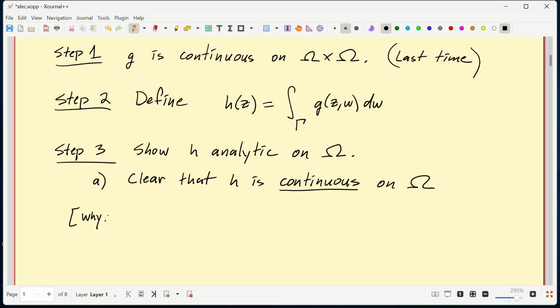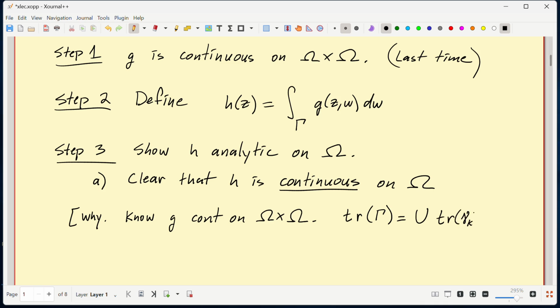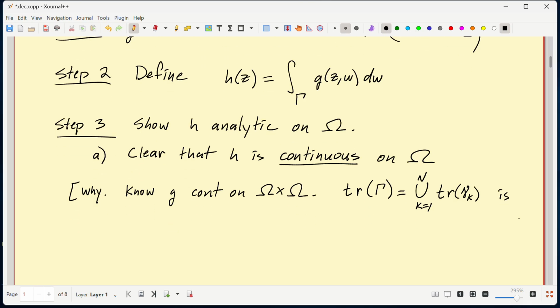Well, we know G is continuous on omega cross omega. And the trace of capital Gamma is the union of the traces of the curves that make it up. So that'd be the union of the traces of the gamma k's, however many there are. That's compact, because it's a finite union of compact sets, closed and bounded sets.